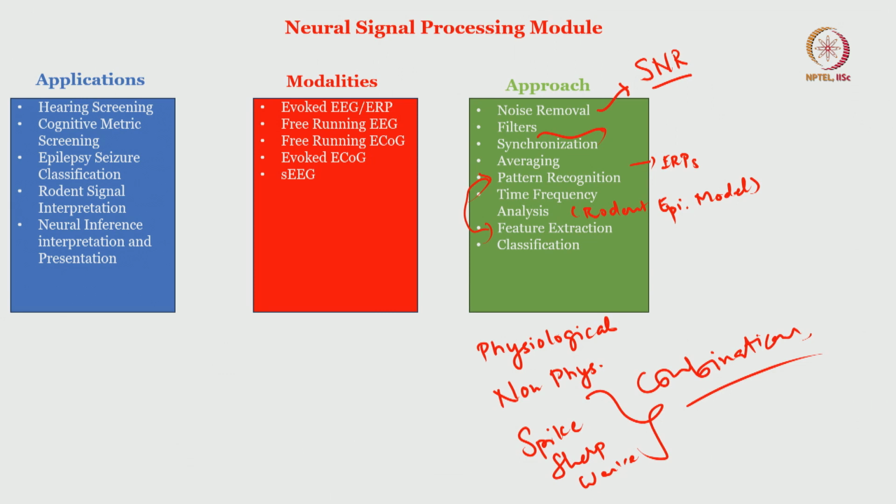And also classification, very important. If you see here, seizure classification: which type of seizure is there? Why is it important? Because therapy differs based on the type of seizure. So that is also one of the aspects.